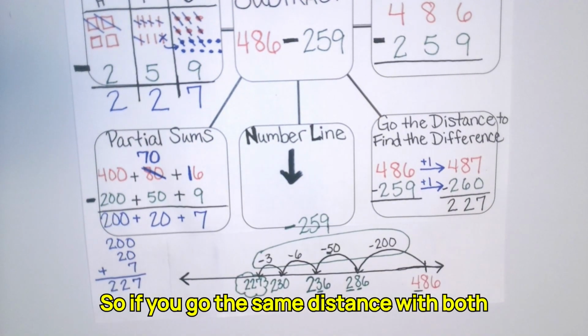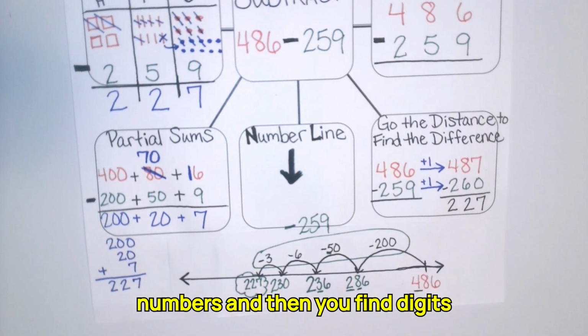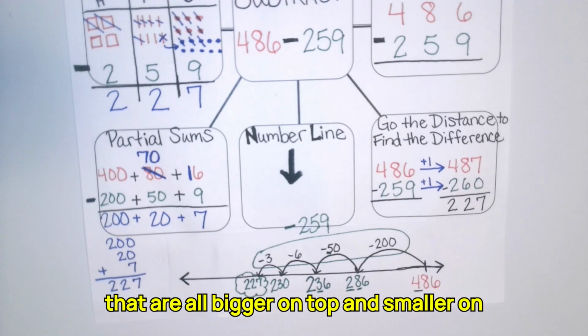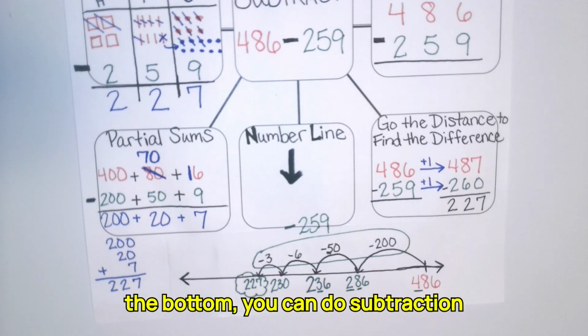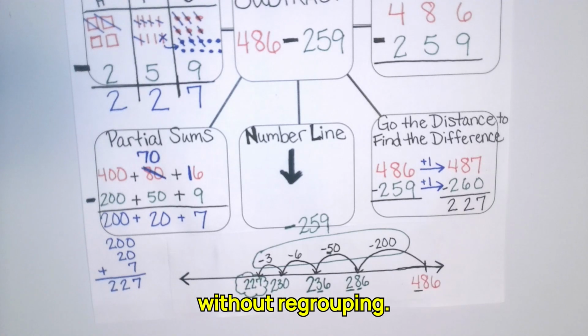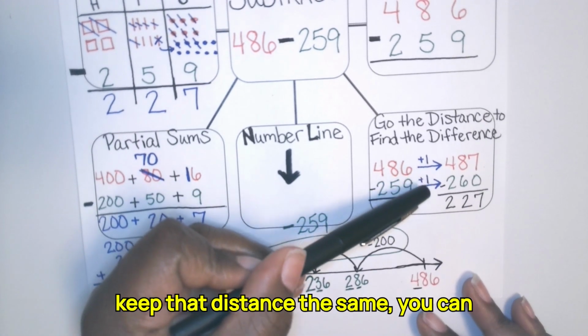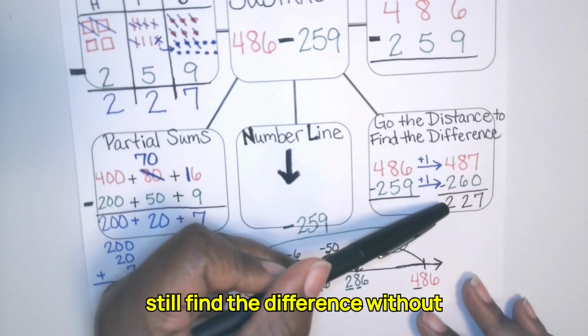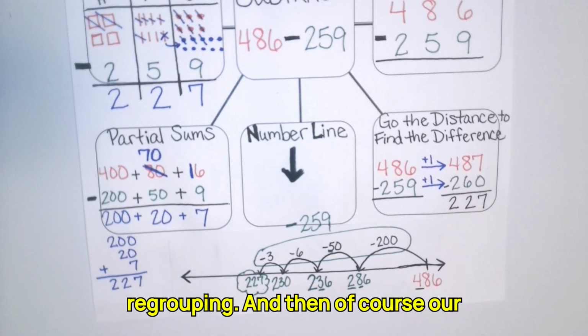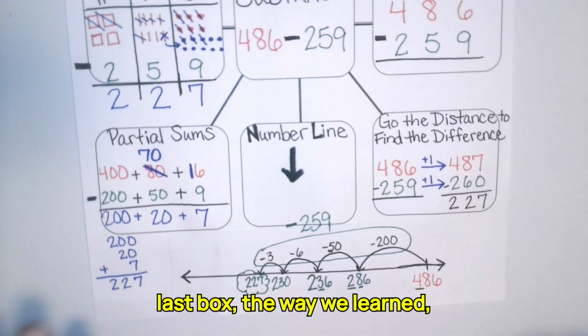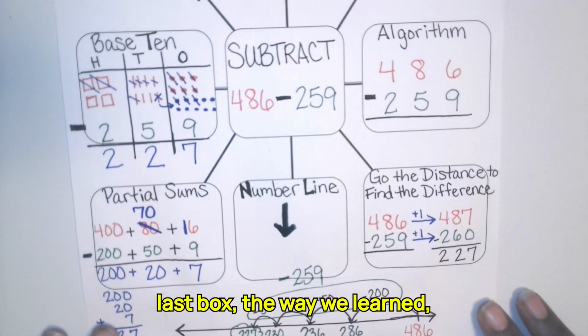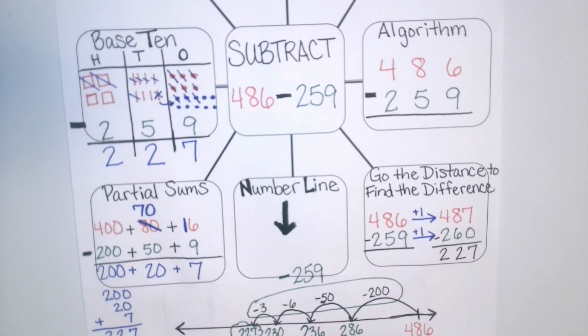So if you go the same distance with both numbers, and then you find digits that are all bigger on top and smaller on the bottom, you can do subtraction without regrouping. This is a great way, as long as you keep that distance the same, you can still find the difference without regrouping. And then, of course, our last box, the way we learned, the algorithm.